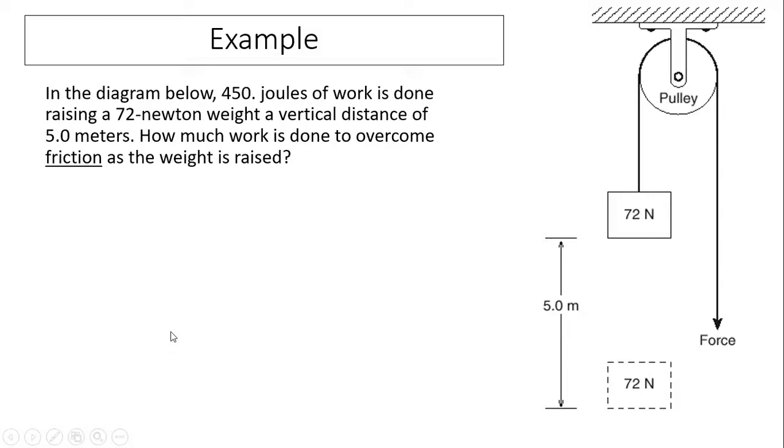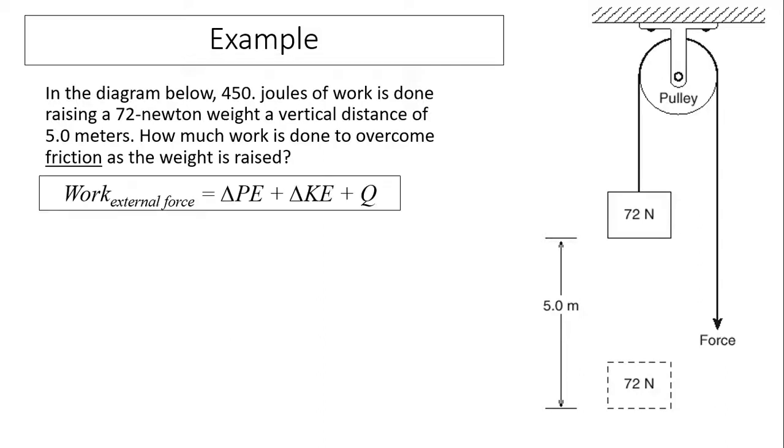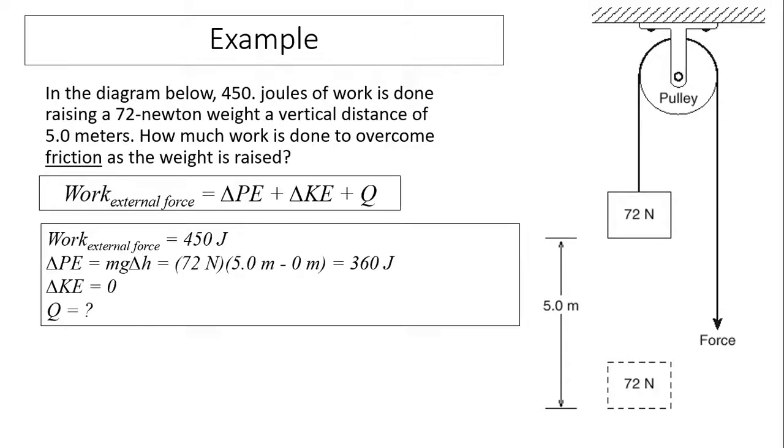Let's take a look at this example. In the diagram below, 450 joules of work is done raising a 72 newton weight a vertical distance of 5 meters. How much work is done to overcome friction as the weight is raised? Here, the work done by external force equals change in PE plus change in KE plus Q. The work done by external force in this case is 450 joules because it's given. Change in PE is mg delta H. mg is 72 newtons. Delta H is final height minus initial height.